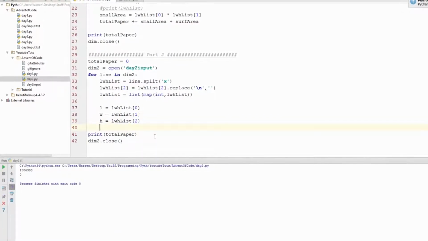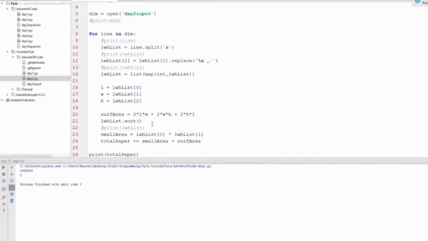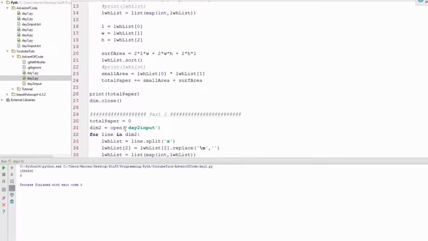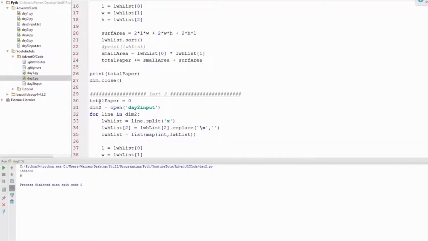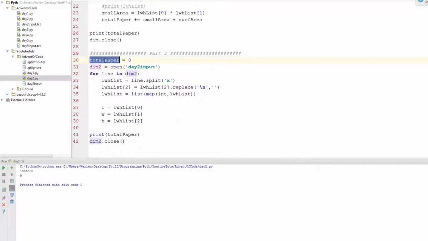So I just took a skeleton from what we had before. The whole list is sorted, and I'm opening a new file, calling it dim2, and I'm setting total paper to 0. So we're still going to be using total paper to print out. Right now, you guys see if I run it, total paper is 0 for the second printout. So let's go ahead and get into this.